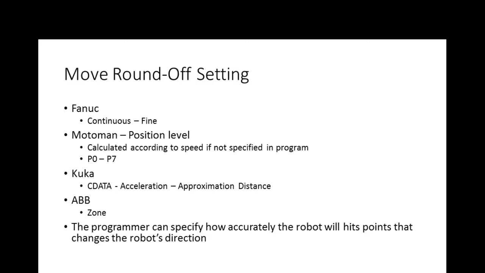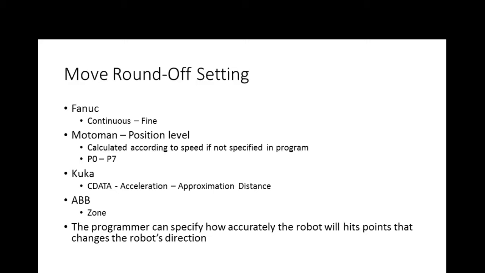So round off, what does FANUC call theirs? Continuous and fine. Continuous means we're going to use round off. Fine means we're going to hit the point. What does Motoman call theirs? If we don't specify a round off, it's going to be calculated according to the speed. It's not specified in the program. So the Motoman will automatically round off if you don't tell it to do something different. KUKA calls theirs CDC data. I need to check that, I think it's wrong. What does ABB call theirs?